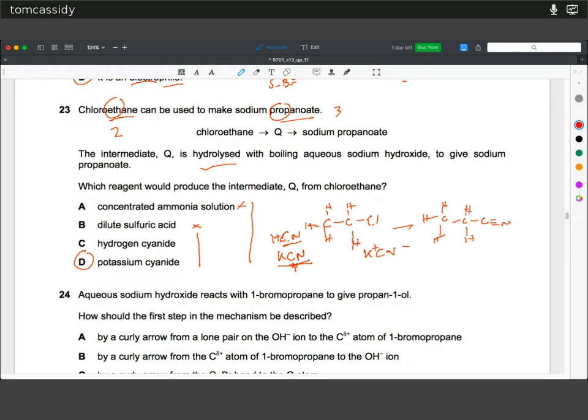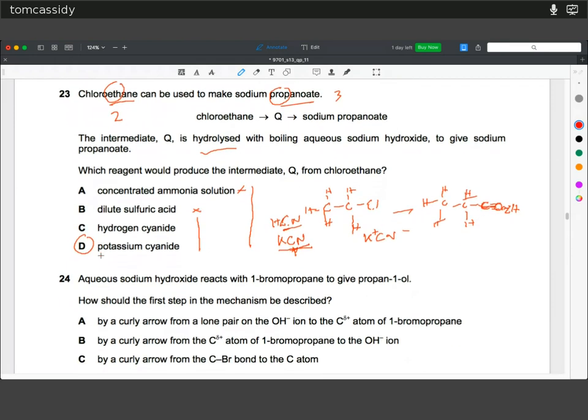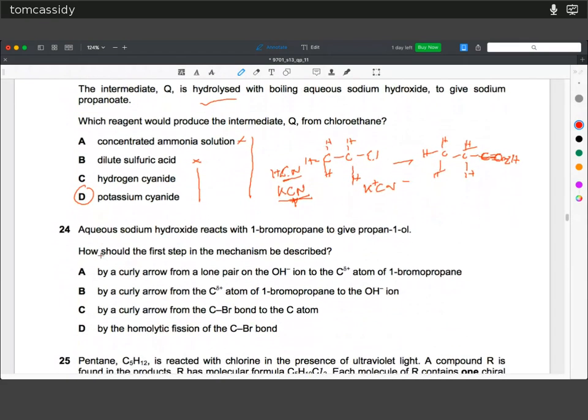And if we boil that with sodium hydroxide, then that becomes a carboxylic acid. And we've used the potassium cyanide to extend the chain. And that's a common part of organic synthesis. Whenever you want to extend a carbon chain, you're typically using the potassium cyanide. And then you can, for example, make the carboxylic acid.